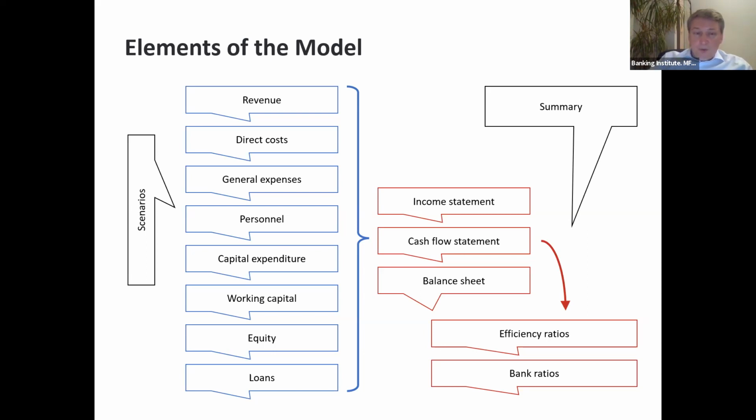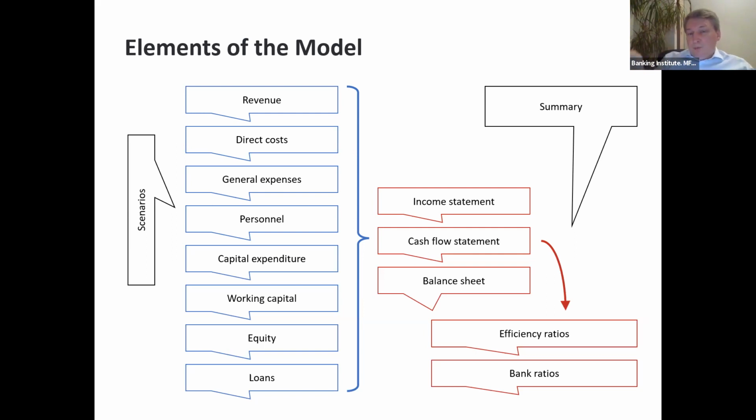So the next block is personnel, then capital expenditure, everything that we invested in equipment, buildings, land maybe, and so on. Then working capital, money frozen in accounts receivable, in inventory, and so on. Then how do we finance this project? We finance it by equity and by debt. So we have a block for equity, a block for debt. So these are our assumptions.